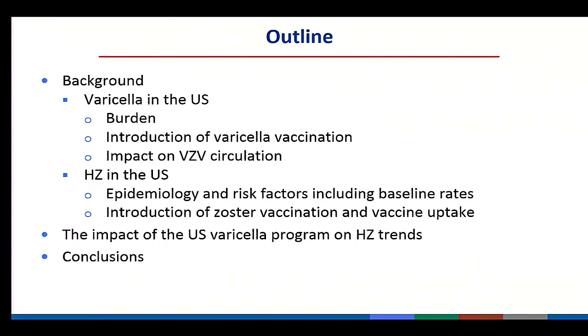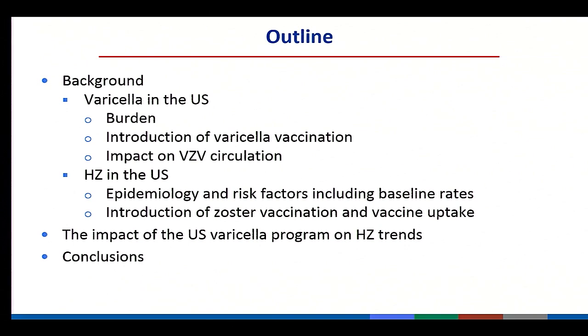Having framed the issues, here's an outline of the remaining 15 minutes of my talk. I'll provide more background, starting with data on varicella burden, launch of the varicella vaccination program, and impact of varicella vaccination on VZV circulation. I'll then shift to zoster and zoster vaccination to provide context with which to interpret the key findings. Finally, I'll review zoster trends in the U.S. subsequent to introduction of varicella vaccination, the focus of the talk.